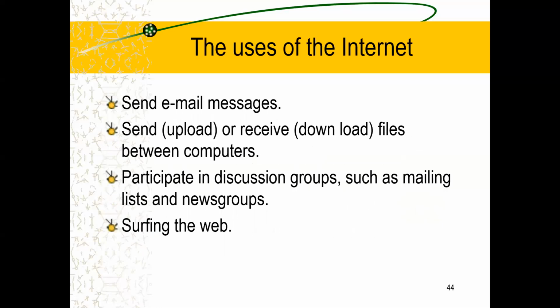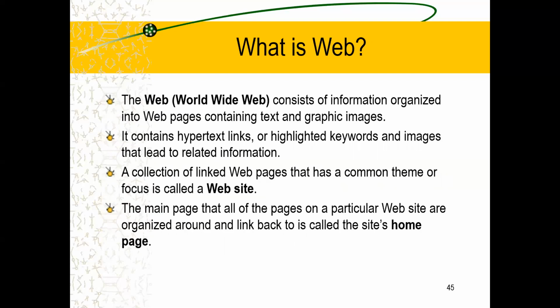The users of the internet send messages, send or receive files between computers, participate in discussion groups such as mailing lists and news groups, and surf the web. Now, what is the web? The web consists of information organized into web pages containing text and graphic images.